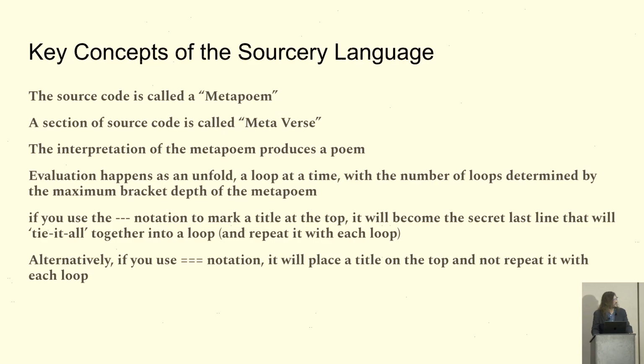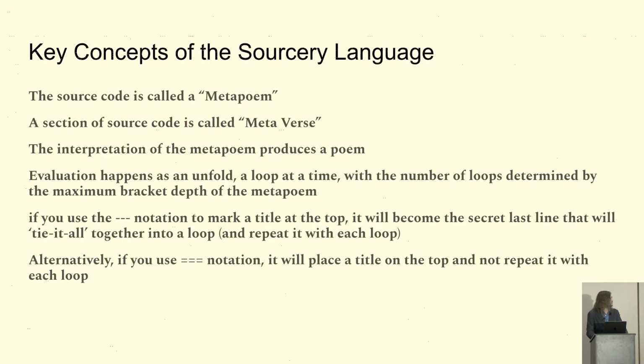The key concepts of the Sorcery language: the source code is called a metapoem. A section of the source code is called a MetaVerse. The interpretation of the metapoem produces a poem. Evaluation happens as an unfolded loop at a time, and the number of loops is determined by the bracket depth.